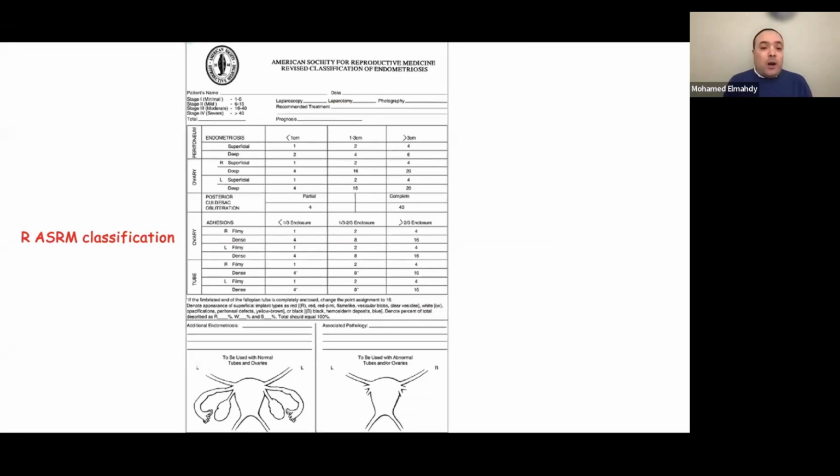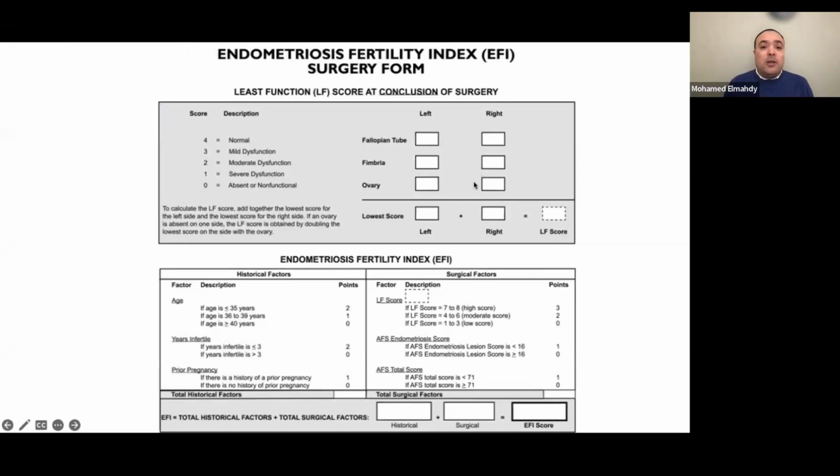Many classifications were put for endometriosis. One of them is the revised American Fertility Society classification. But this classification isn't helpful for management of the infertile case. It only categorizes patients according to surgical difficulty or surgical severity, but it doesn't have any predictivity for pregnancy. On the other hand, the endometriosis fertility index is a staging for endometriosis which has a good predictivity for fertility.